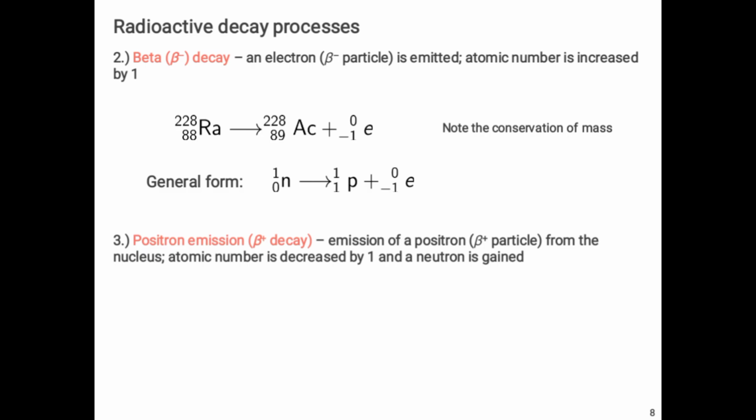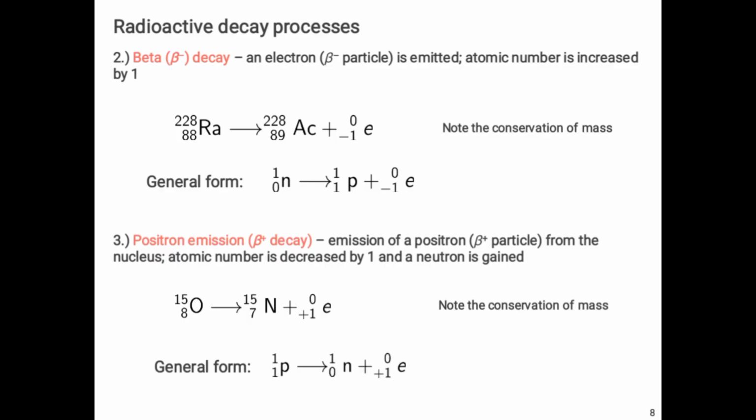The second one is beta decay, where an electron is emitted and the atomic number is increased by 1. For example, radium 88 decays to actinium 89. This denotes the conversion of a neutron into a proton and an electron. Next one, positron emission.